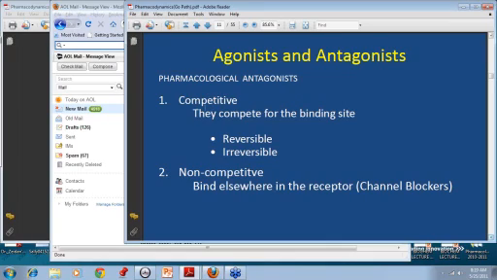Non-competitive antagonists bind elsewhere in the receptor. So you're dealing with channel blockers or elsewhere. You have to appreciate the nature of the receptors, and I emphasize that when I teach biochemistry. Those receptors are protein in nature. They are actually complex proteins made up of several polypeptide chains, and they're subject to conformational change that takes place when an agonist or an antagonist binds to it. So an appreciation of the nature of the receptor will help you to visualize what is going on.